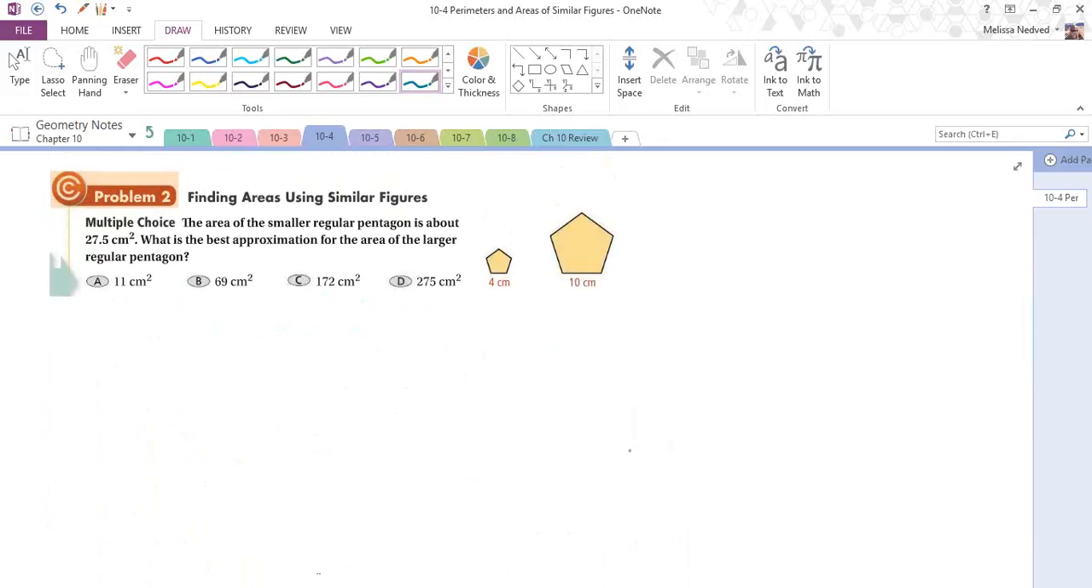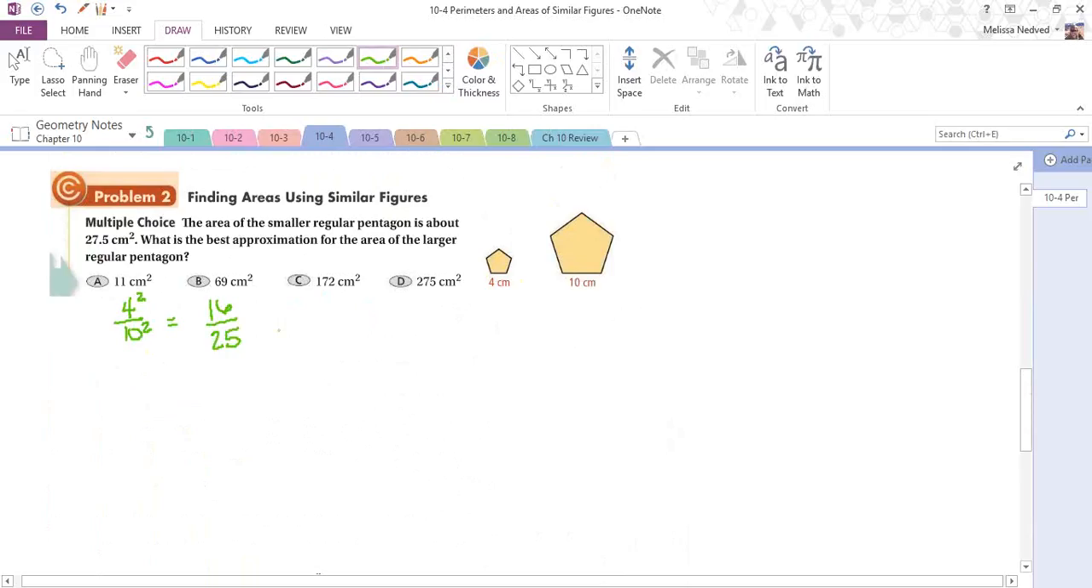So since we know the ratio of the corresponding sides is 4:10, or 4/10, that tells us that the ratio of the areas is going to be 4 squared over 10 squared, or 16 over 25, which reduces to 4 over 25.